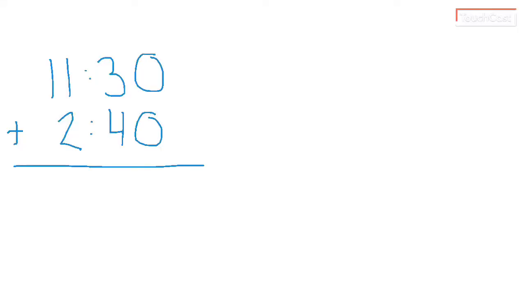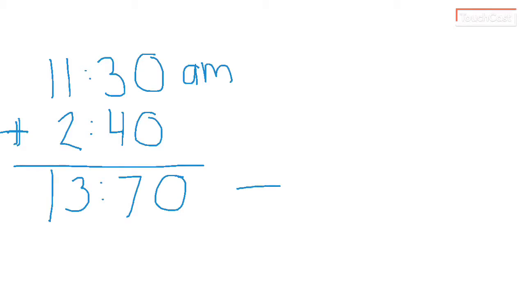Now there are some questions that can arise. For example, what if it's 11:30 a.m. and then 2 hours and 40 minutes go by? Well, we're going to add it just like we did before, but this one is going to present some issues. Now, when I add it, I get 13:70. That is not a time that I'm familiar with.